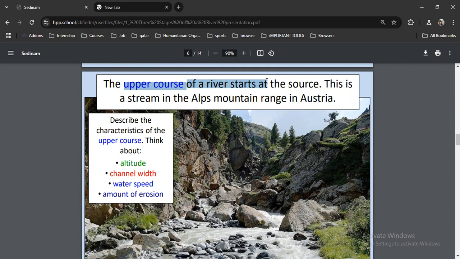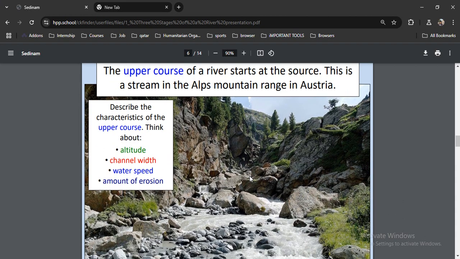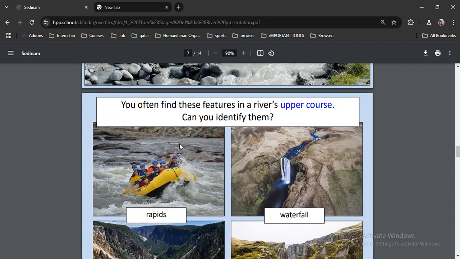The upper course of a river starts at the source. This is a stream in the Alps mountain range in Australia. Describe the characteristics of the upper course. Think about altitude, channel width, water speed, amount of erosion. These four things.